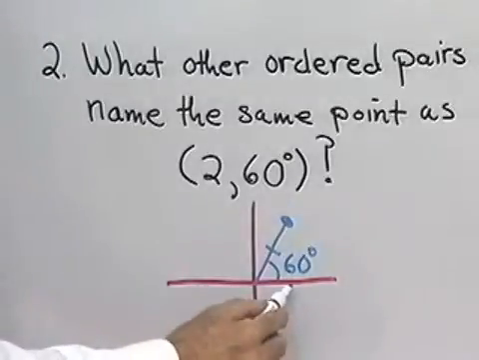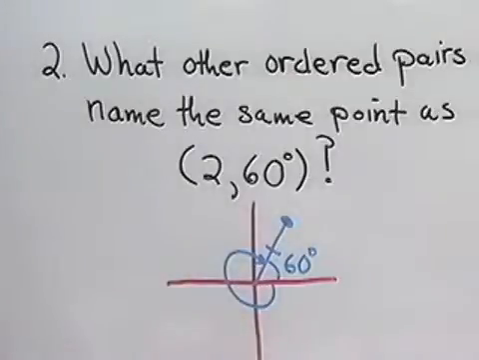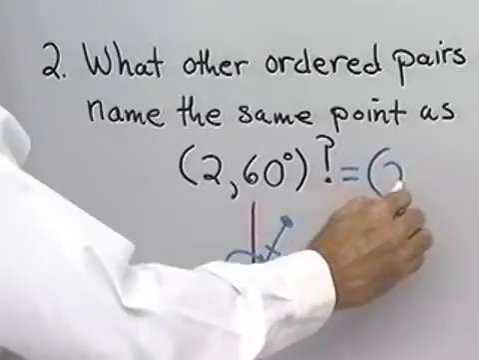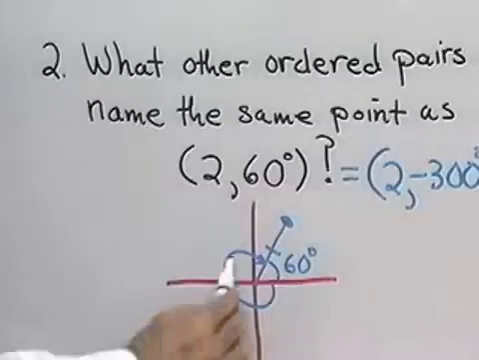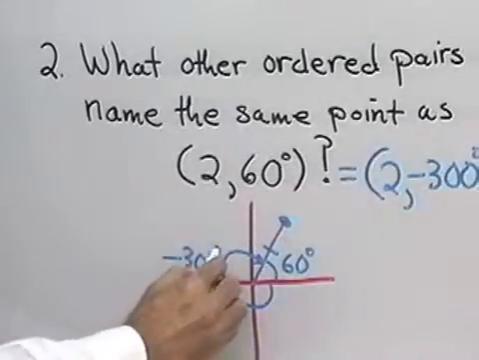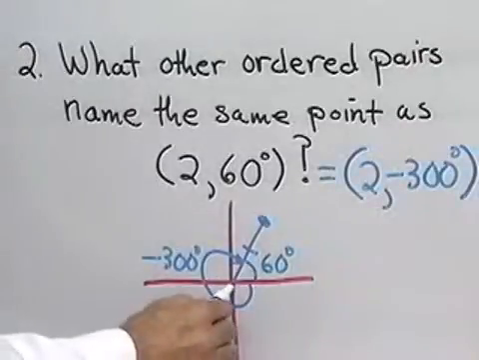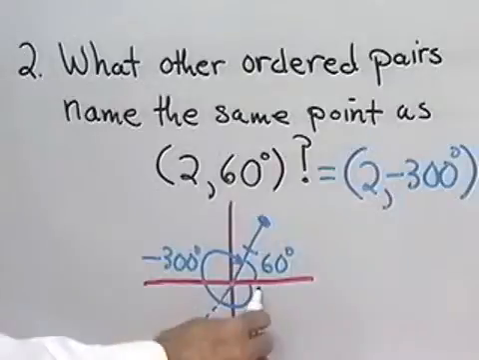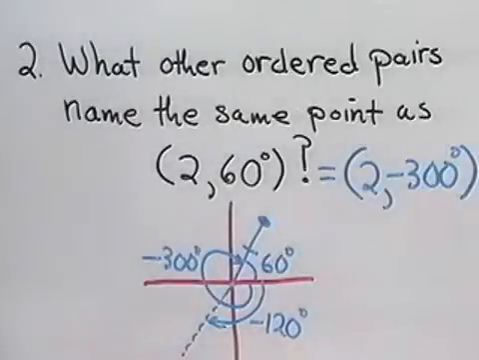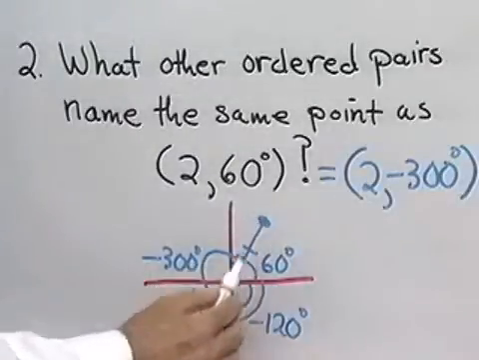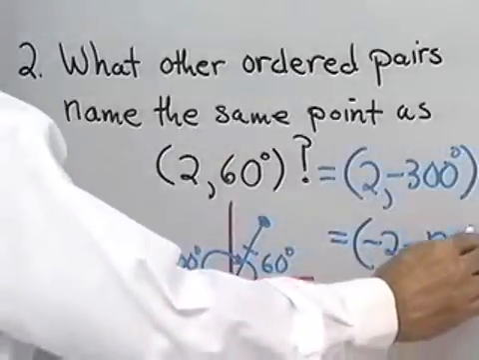Well, I'll name it with a negative angle. I'll get to that angle this way, which would be 2 units out on the angle negative 300 degrees in standard position. So this angle is negative 300 degrees, and all I have to do is go 2 units out on that. How about if I also said, okay, I'm going to go over here to this angle right here, which would be negative 120 degrees. I could use that angle, and then I could go back 2 units on that. So how about negative 2 units out on negative 120 degrees?